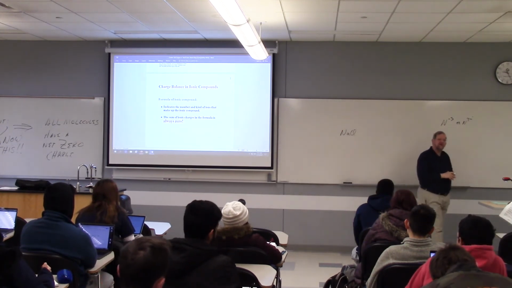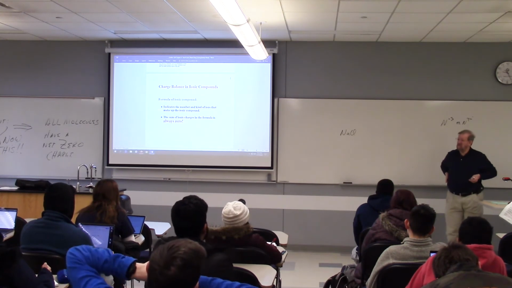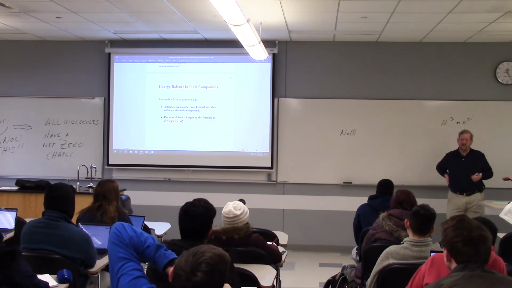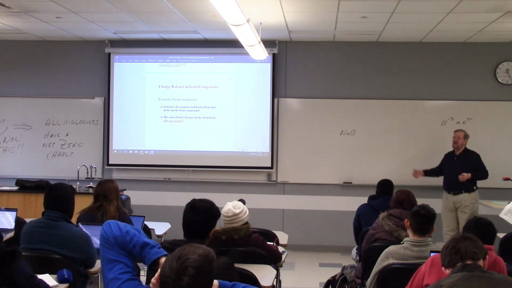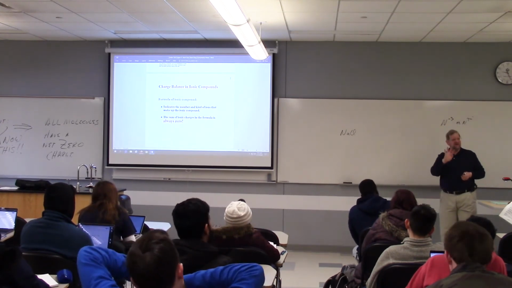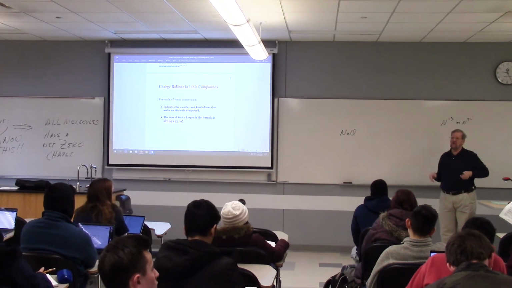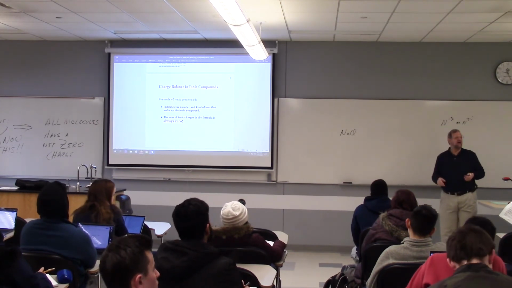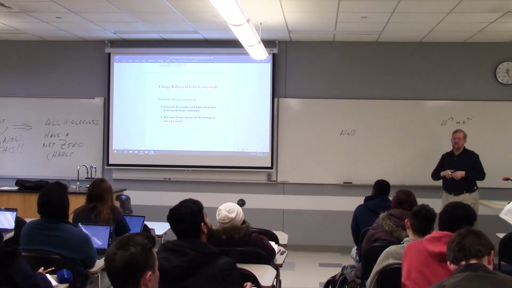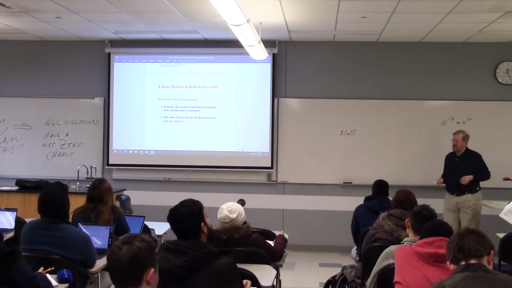You're all familiar with sodium chloride, table salt. Sodium chloride has 1 sodium and 1 chlorine. How come it doesn't have 4 sodium and 3 chlorine? Or 2 sodium and 8 chlorine? It's because all molecules have a net 0 charge.